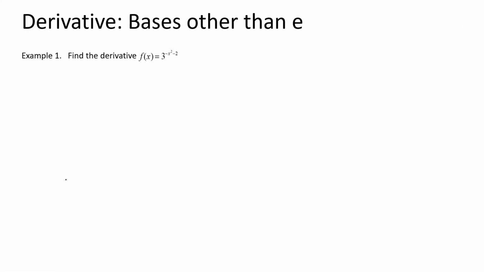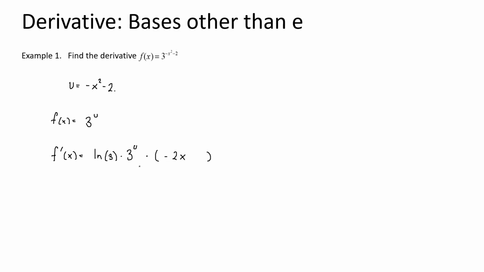Let's look at our first example. Find the derivative of 3 to the negative x squared minus 2. In this case, our exponent becomes your u. So we're going to say u is equal to negative x squared minus 2. Therefore, our f(x) can be written as 3^u. The derivative of that will be ln 3 times 3^u times the derivative of u. And our derivative of u is negative 2x.